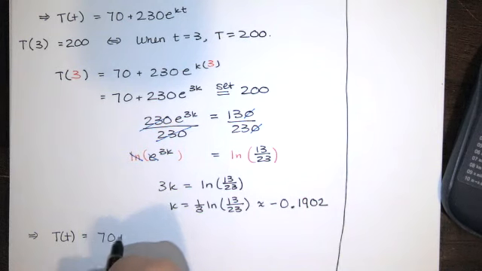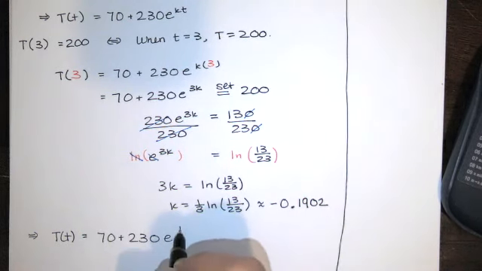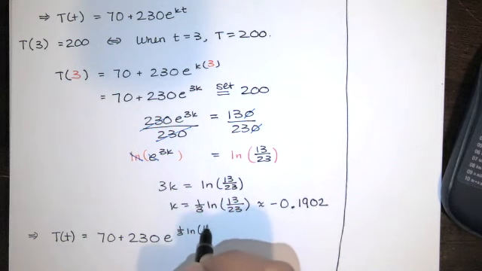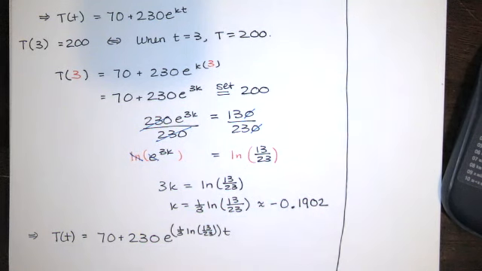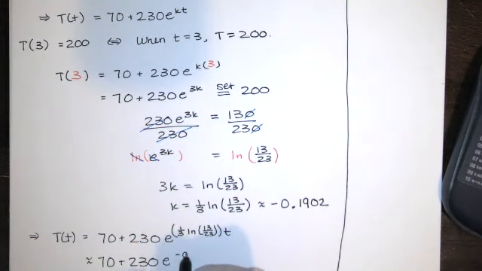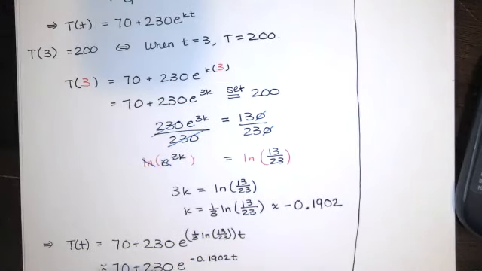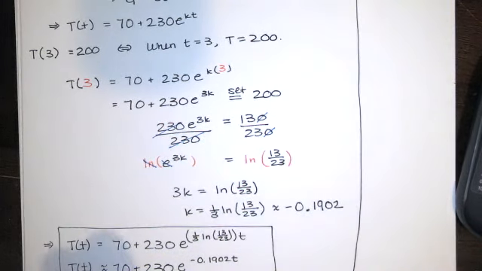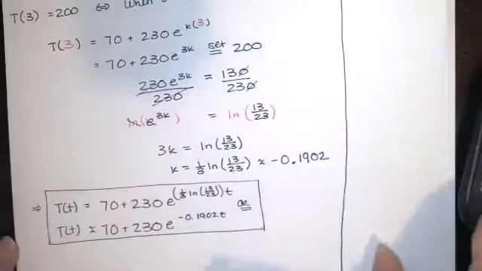So we have 70 plus 230 times e to the k t. Or if you would prefer the approximation, and some people do, that's fine. That is our temperature as a function of time. Either one is fine.